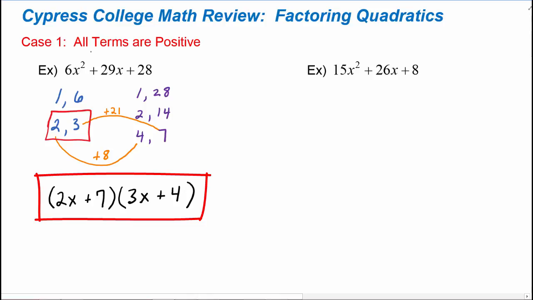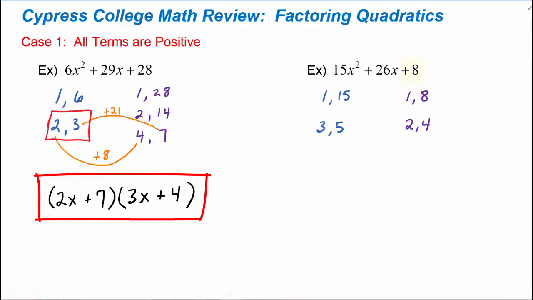Okay, let's try this next one here. 15x squared plus 26x plus 8. And we're first going to list the factors of 15. So we have 1 and 15, 3 and 5. Then we're going to list the factors of 8. So we have 1 and 8, 2 and 4.